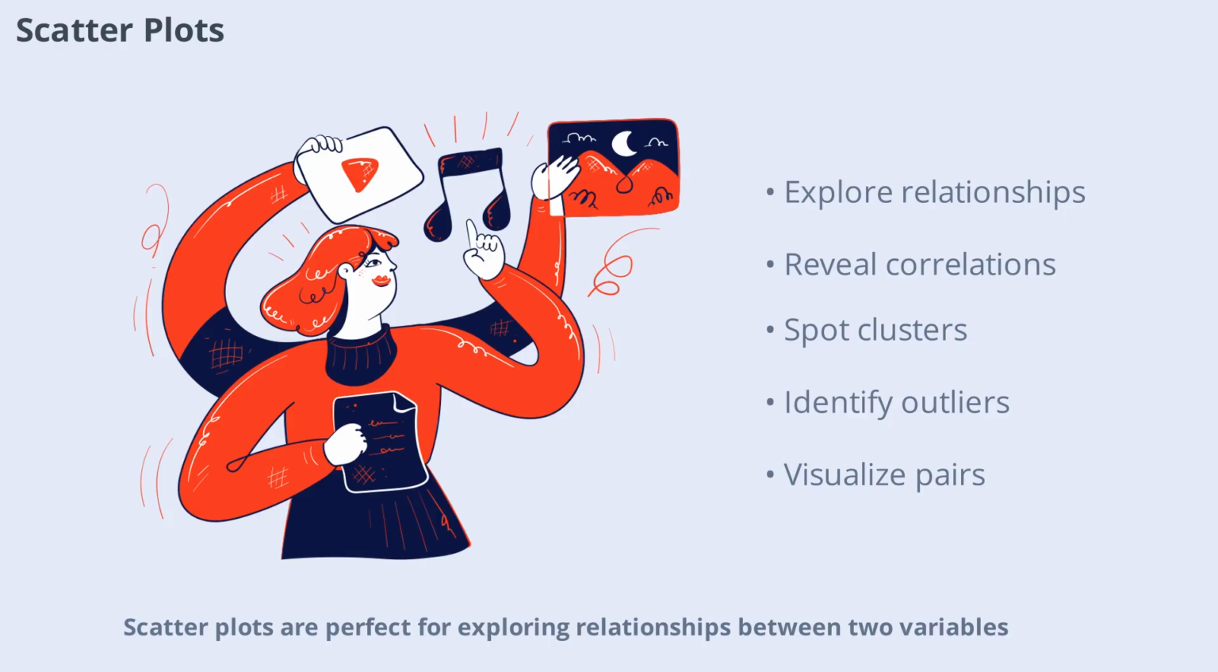Scatter plots are perfect for exploring relationships between two variables. Each point represents a data pair, and patterns can reveal correlations or clusters. If the points form a line, there may be a strong relationship. Scatter plots also help spot outliers that don't fit the general trend.